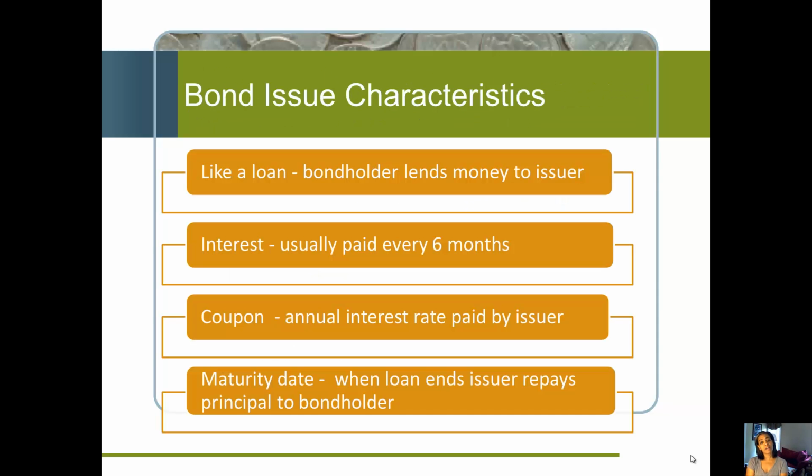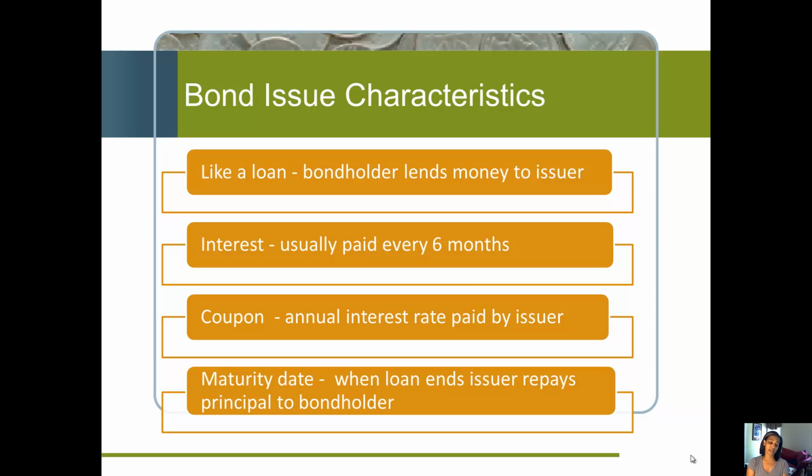So let's talk about these key characteristics of bonds. They're kind of like a loan or an IOU because as a bondholder, you're lending money to the bond issuer. And then the issuer will typically pay interest to you every 6 months. Remember, on stock, dividends were paid quarterly, so these aren't as frequent payments. That payment is called a coupon. The coupon is the annual interest paid, and then they'll specify how frequently they'll break up the actual payments. The maturity date is when the loan ends and they give you back the principal.